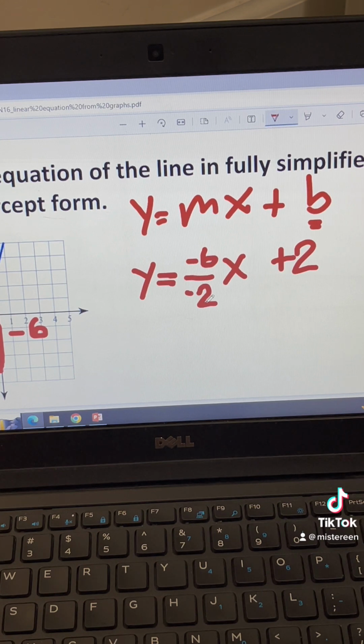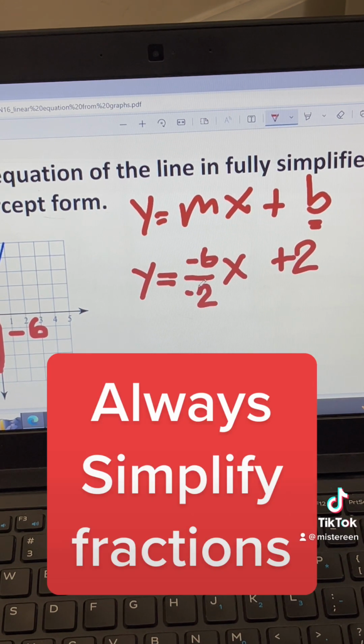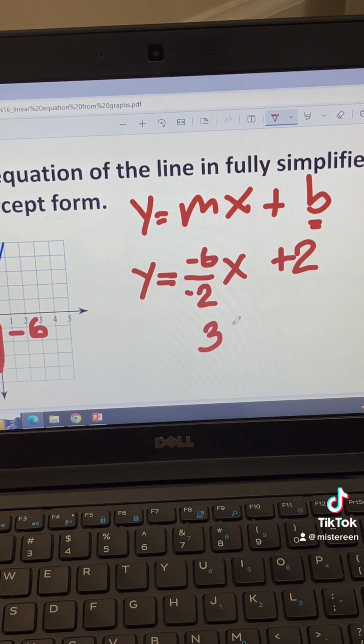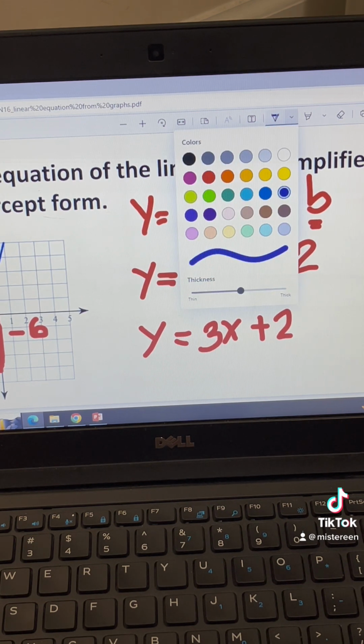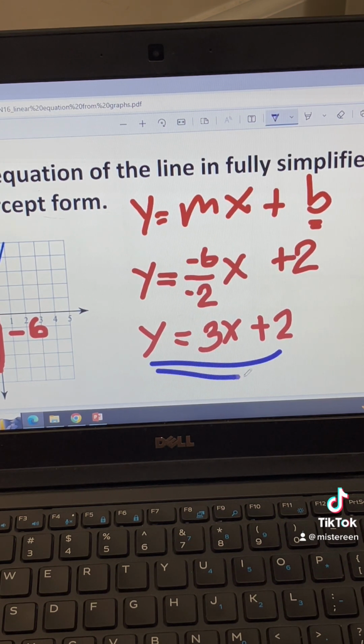And now once we have fractions, we need to simplify it. What is negative 6 divided by negative 2? That's a positive 3. And then x. And then just bring down the y-intercept plus 2, and then equals y here. So that is our equation now: y is equal to 3x plus 2.